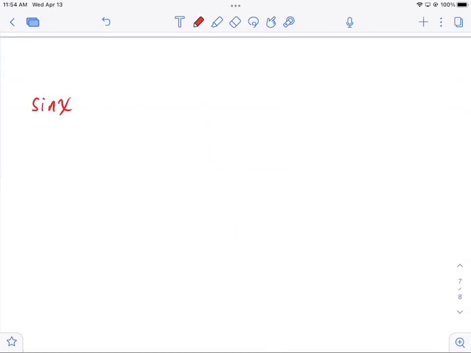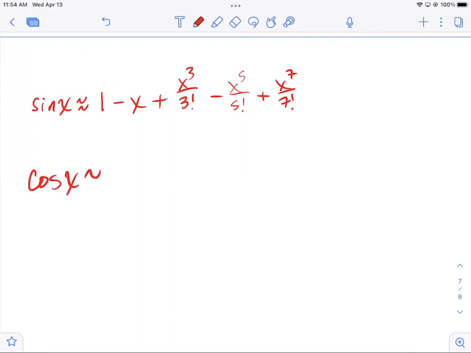Sine of x is going to be approximately, what's the first term in the Taylor series or the Maclaurin series? 1, right? And then minus x to the first plus x cubed over 3 factorial minus x to the 5th over 5 factorial plus x to the 7th over 7 factorial. Okay. And I'm going to stop right there because I put an approximation. You'll see in the next section that we can actually put plus dot dot dot, and then we can put an equal sign there, but not yet. So there's sine. Cosine, of course, is the derivative, but you should know it outright.